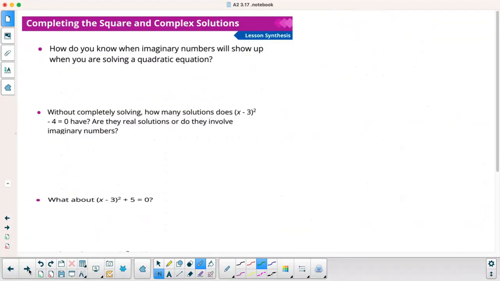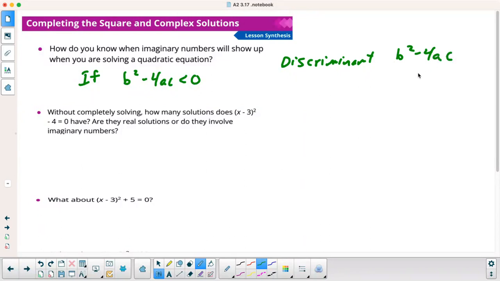All right, so lesson synthesis. How do you know when imaginary numbers will show up when solving a quadratic equation? I would say that happens if b squared minus 4ac is less than 0. There's actually a name for that. It's called the discriminant, b squared minus 4ac. That allows us to tell how many solutions you have.